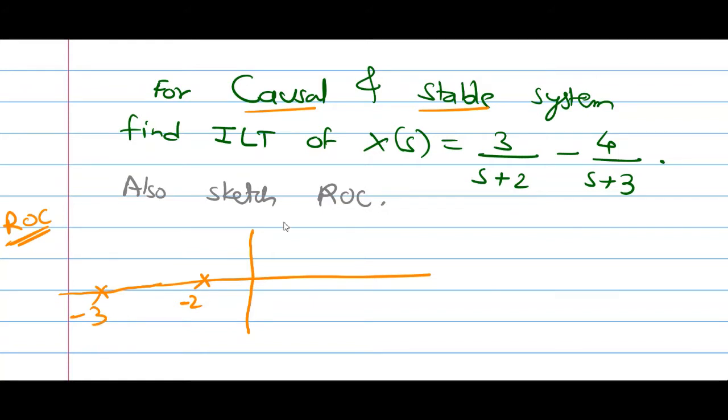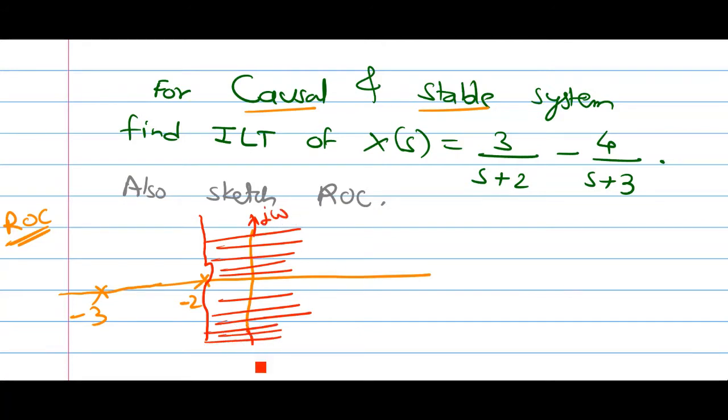Now we have to determine the inverse Laplace transform for causal and stable. Stable means it must cross the j omega axis. So ROC must start from minus 2 and go towards the right hand side. Then it crosses the j omega axis, and for both the poles it is towards the right side, that means it is causal. So for both the poles, as it is towards the right hand side, u of t will come in the inverse.